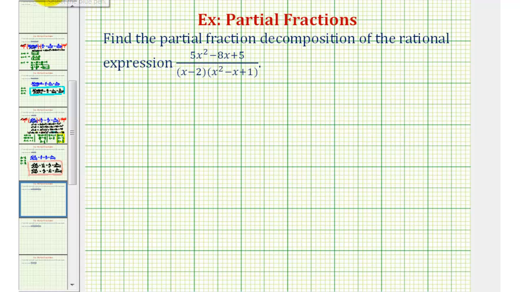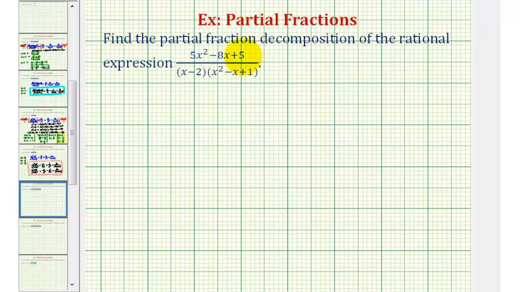Welcome to another example of finding the partial fraction decomposition of a given rational expression. Notice in this example, the denominator is already factored where we have one linear factor and one quadratic factor. But before we start, it's also important to notice that the degree of the numerator is less than the degree of the denominator. Notice if we multiplied out the denominator, we'd have degree 3, the numerator is degree 2.